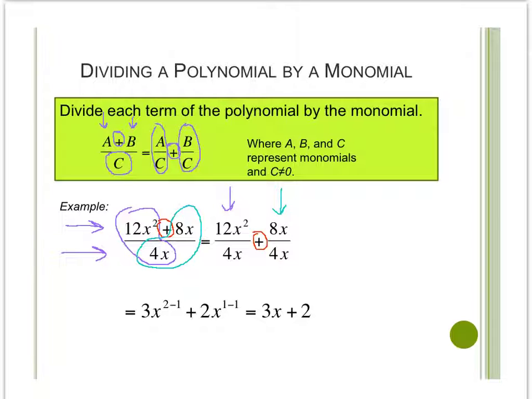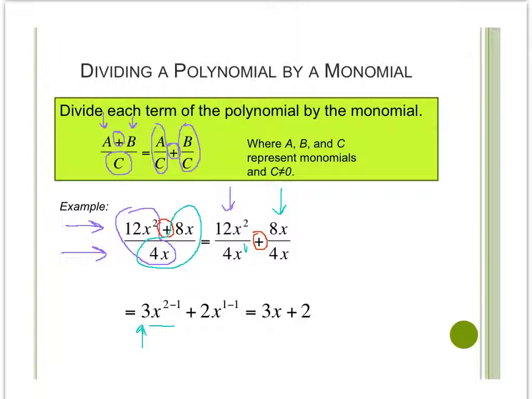Now if we go through and simplify what we just came up with, we have 12x squared divided by 4x. So start with the coefficients. 12 divided by 4 gives us this 3. And then using the quotient rule of exponents, we want to subtract the exponent in the denominator, which is the 1, from the exponent in the numerator, which is the 2. So we get x to the 2 minus 1 power.